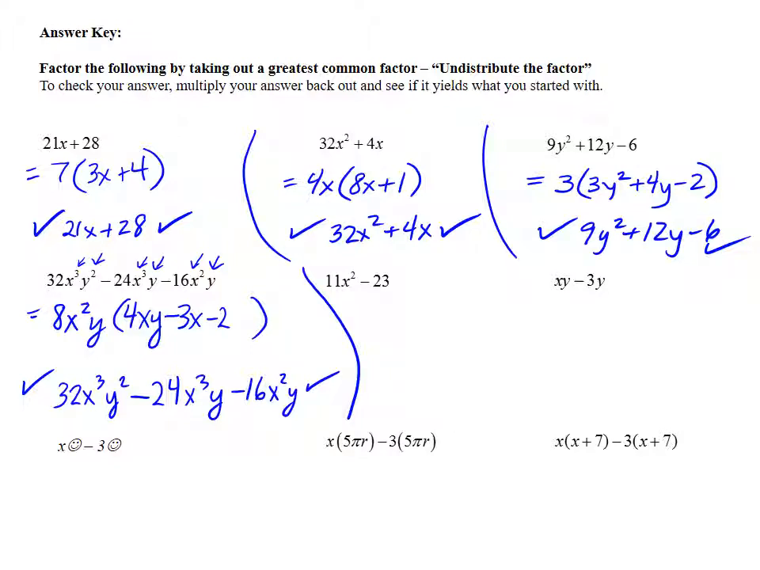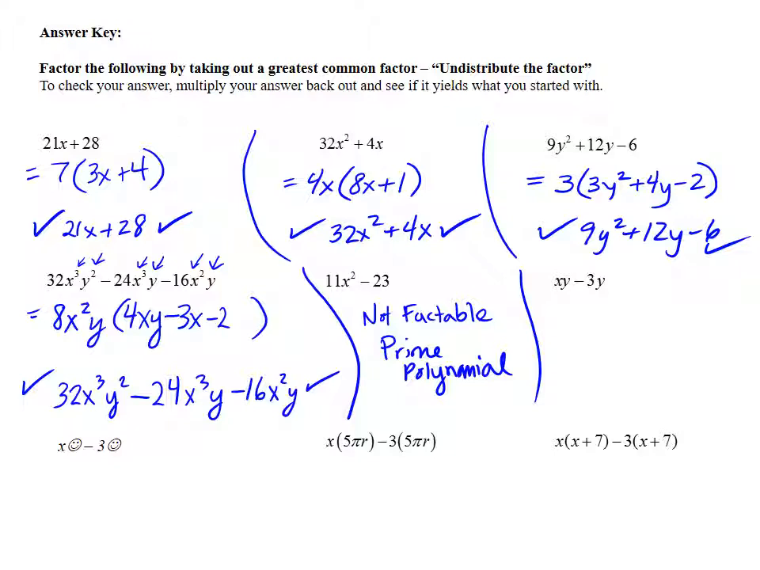Next problem, 11x squared minus 23. When we look closely there is no x in common. And then 11, the only things you can take out of 11 are 1 and 11, and 11 won't go into 23. So there's actually nothing in common between these two terms. So this would not be factorable. It's not factorable in terms of anything that would be helpful to us. Sometimes we also call that a prime polynomial. So one thing to note is that not everything factors.